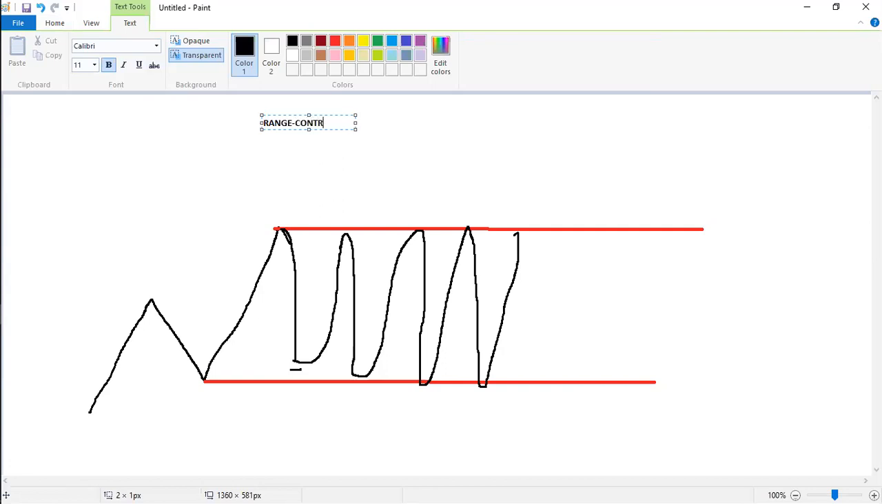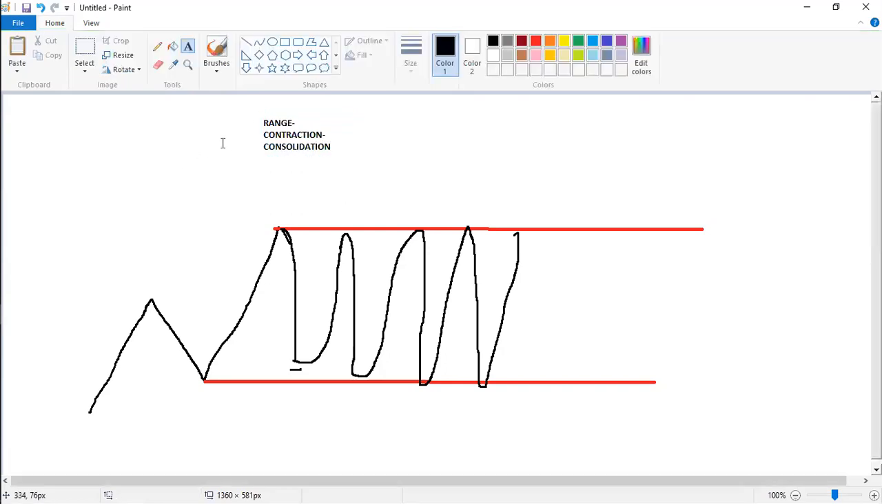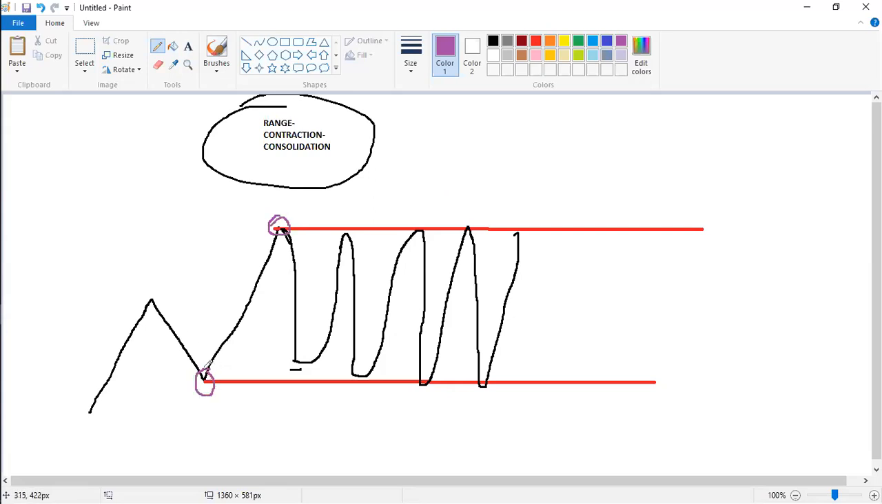Or contraction, or what's the other one? Consolidation. Same, means the same thing. All of this means the same thing. So in a ranging market, the most important key levels are this one here and this. If price is not breaking this high or this low, we are in a range.